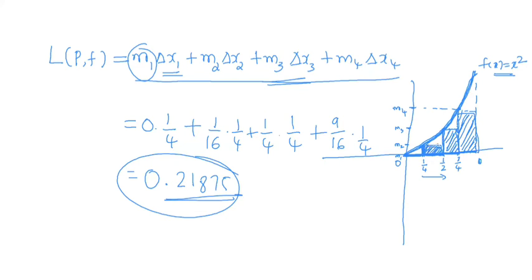So the sum of the areas of all these rectangles is nothing but the value of the lower Riemann sum. If you remember, the integration process is also similar to this. The definite integral, as I explained.